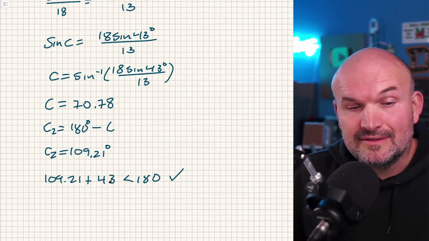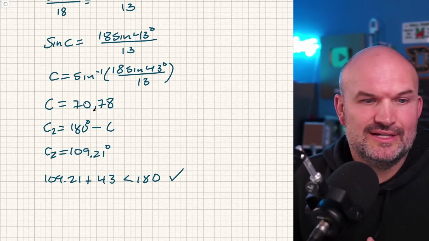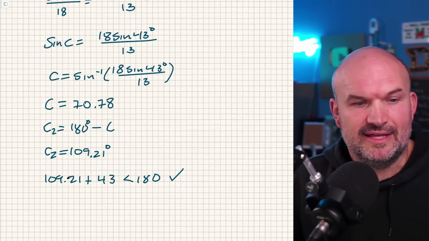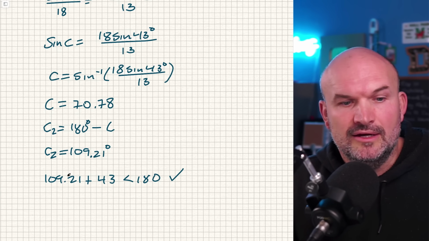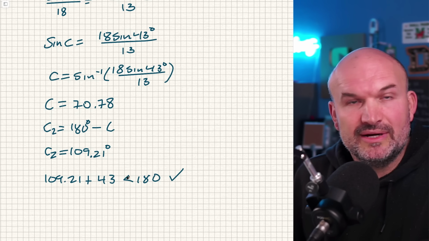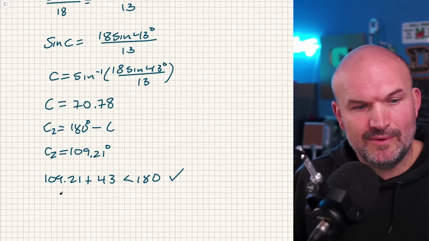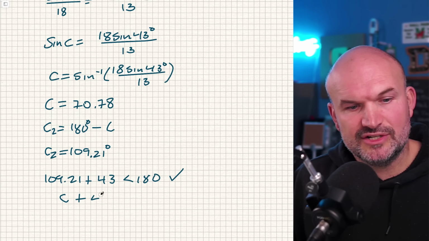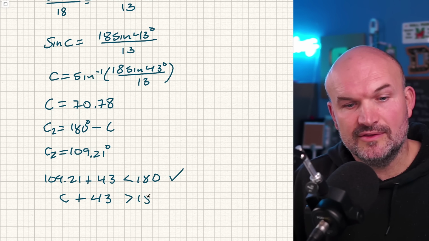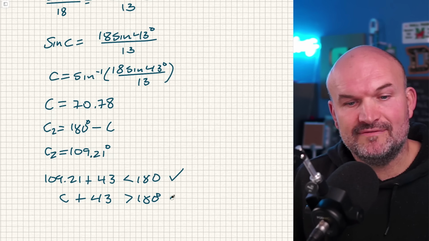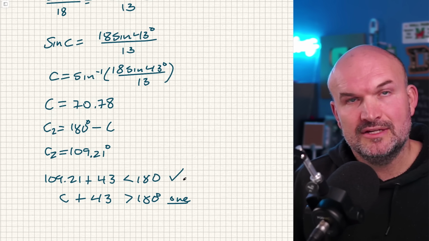If it is not, let's say your angle was, I don't know, 30 degrees up here, and then this would be like 150. Well, 150 plus 43 is larger, right? So if your angle C plus your existing angle is greater than 180 degrees, then you have that one-case solution, okay?